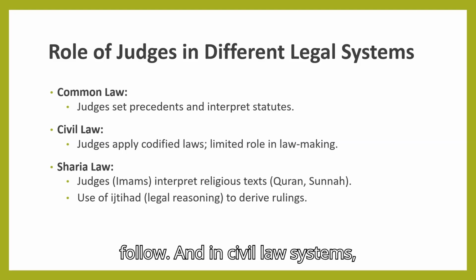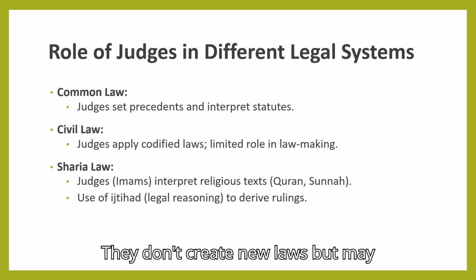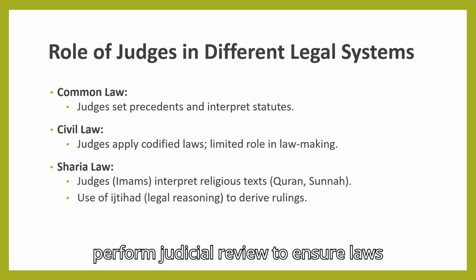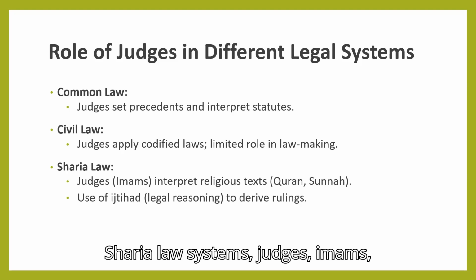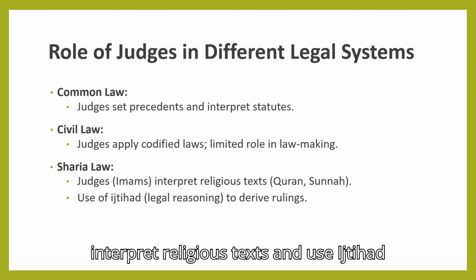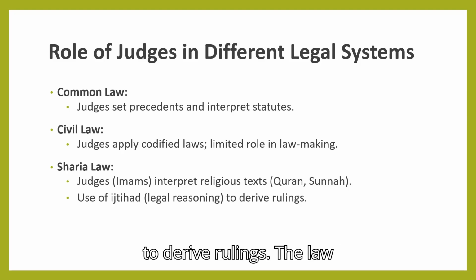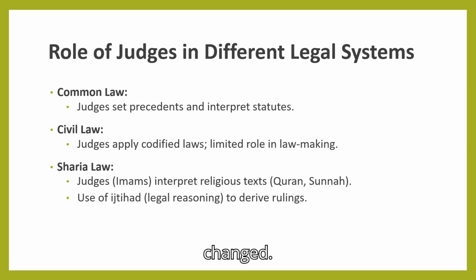In civil law systems, judges simply apply the law as written. They don't create new laws but may perform judicial review to ensure laws align with the Constitution. In Sharia law systems, judges, imams, interpret religious texts and use ijtihad, legal reasoning, to derive rulings. The law itself is considered divine and cannot be changed.